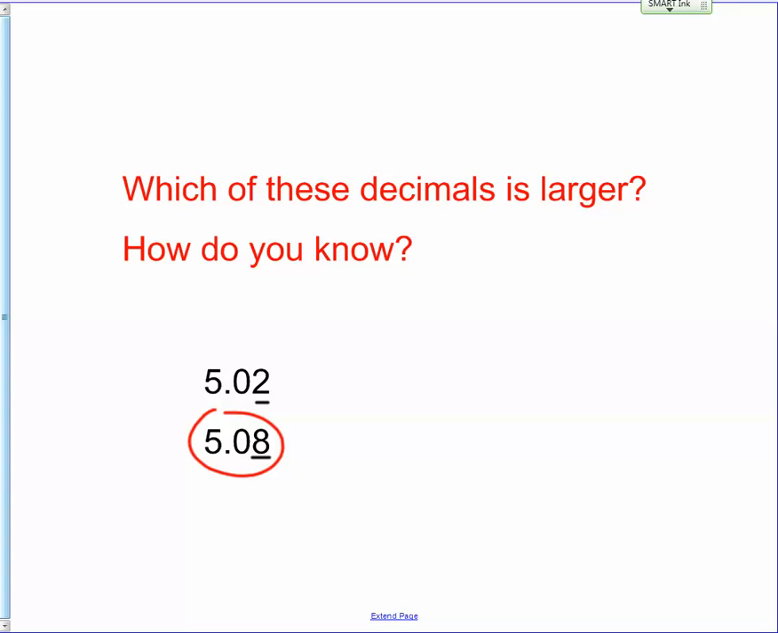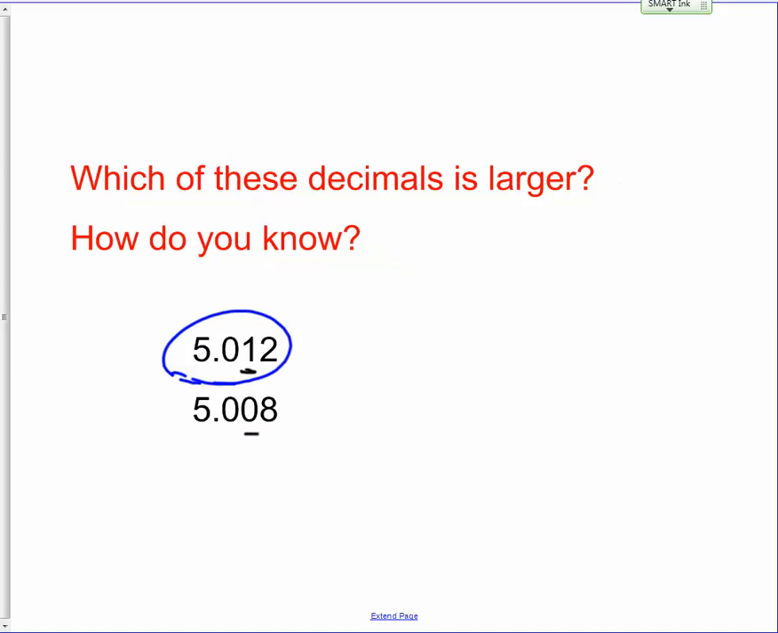And same thing with this example. In the ones place, we have 5s. In the tenths place, we have 0s. In the hundredths place, 8 hundredths is bigger than 2 hundredths. So we can just look at the place values of the numbers.